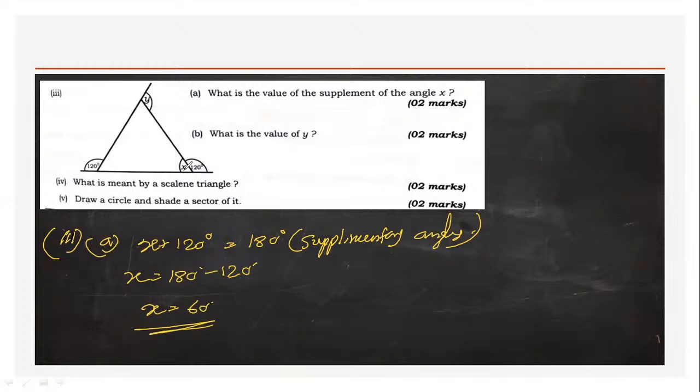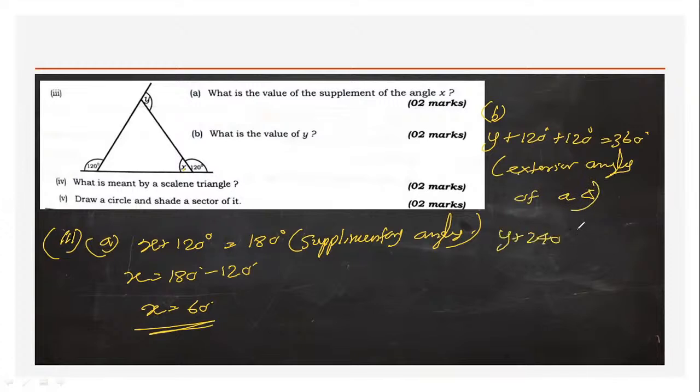Then next question, what is the value of y? We got this one and we have to find the y. Can you remember we have learned exterior angles of a triangle add up to 360. Y plus 120 plus 120 equals 360. Exterior angles of a triangle. That is y plus 240 equals 360. 360 minus 240, y equals 120.